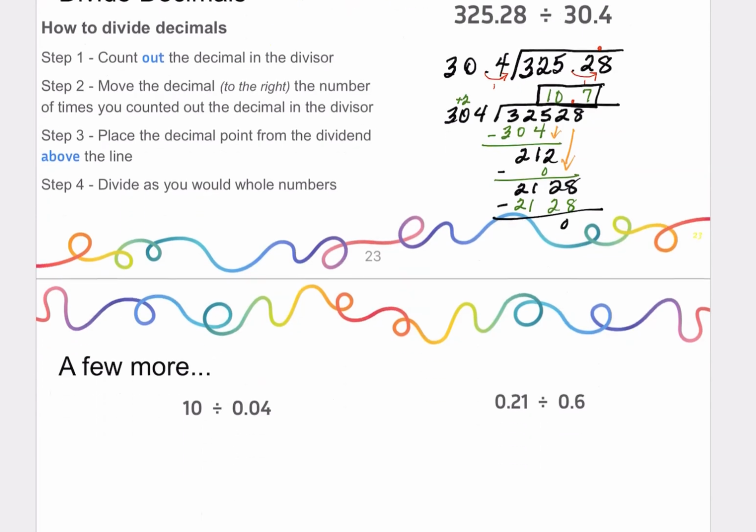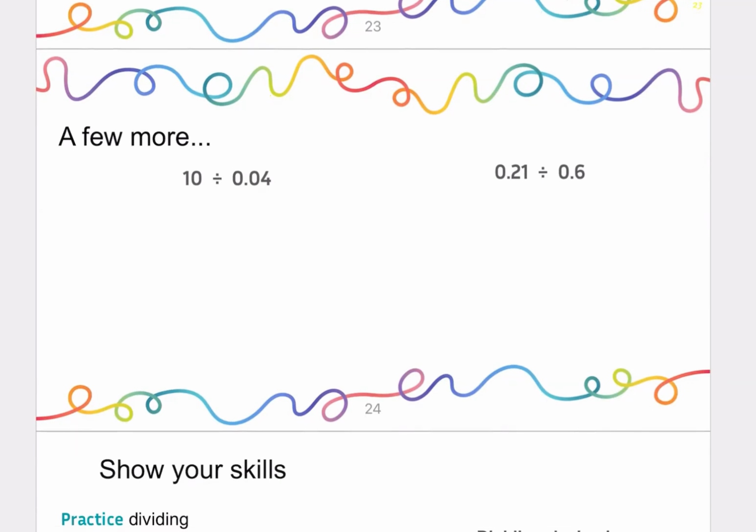All right, let's try a few more. 10 divided by 4 hundredths. So we write 10 divided by 4 hundredths. Now, how many spaces do we need to move that decimal out to get it out of that divisor? And that answer is 2 spaces. So that means even though we don't see a decimal, we can pretend it's there and annex 2 zeros in so that we can move those 2 decimal places out. And remember to pop that decimal straight up.